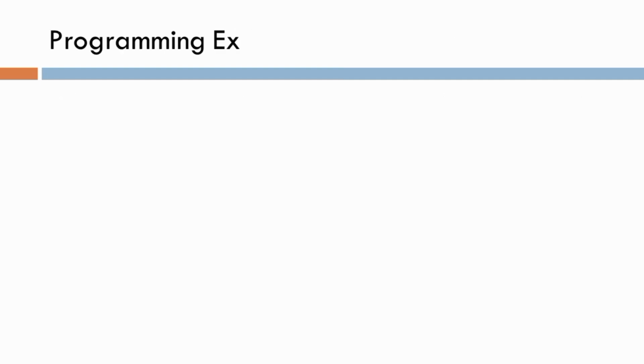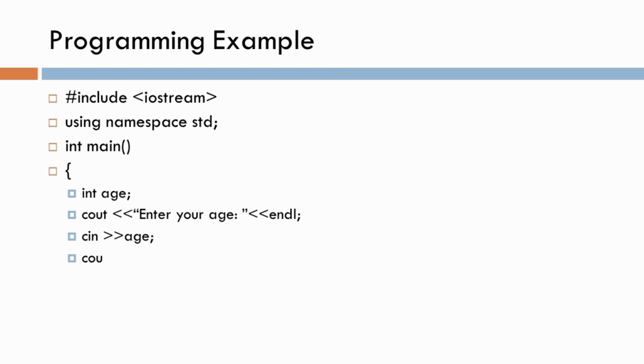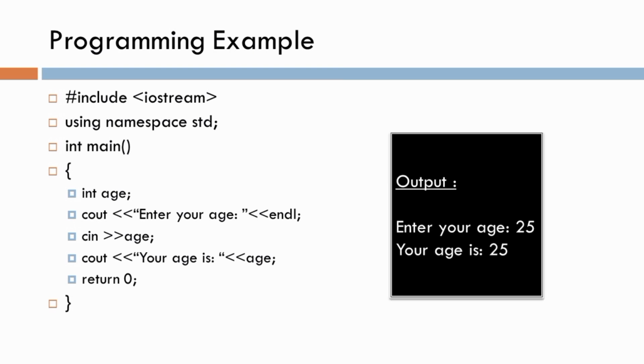Here is a programming example that will show how data types can be used to declare a variable, and how values can be stored inside the variable. Inside the main function, we have declared the age variable of type int, and next we display "Enter your age", which asks the user for their age. The age is received by the cin function, and at last the age is displayed using the cout function. Finally, the output is given: Enter your age, 25, and your age is 25. That is the statement that is displayed using the cout function.